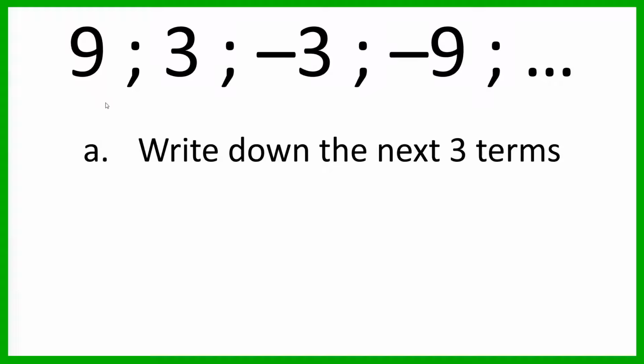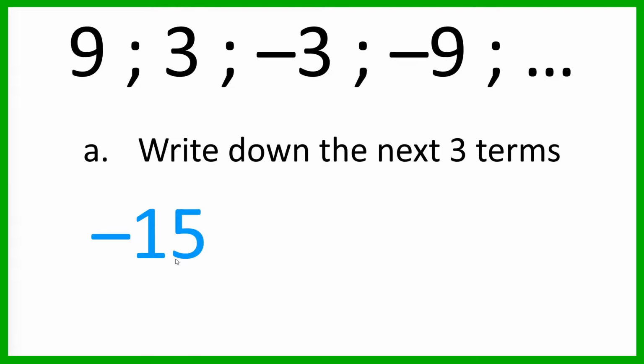Here I've got from 9 to 3, it is decreasing by 6. Then from 3 to negative 3, it is decreasing by 6 again. From negative 3 to negative 9, it is decreasing by 6 again. So we're going to have to carry on doing that. From negative 9, we need to subtract 6 to get the next term. That will give us negative 15.